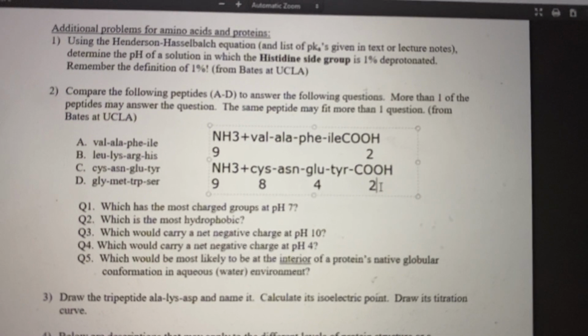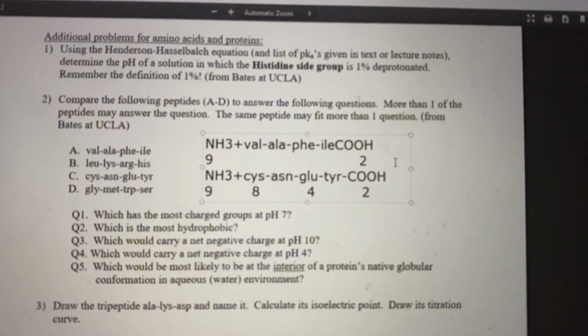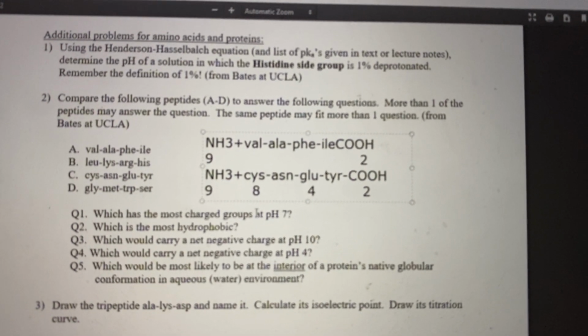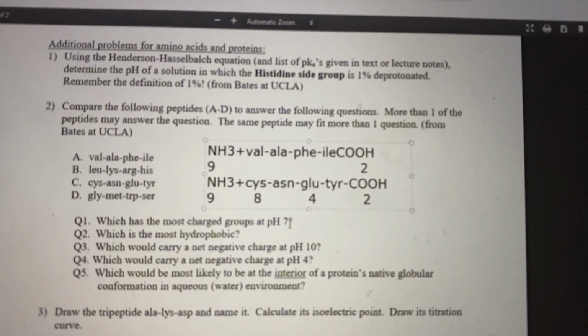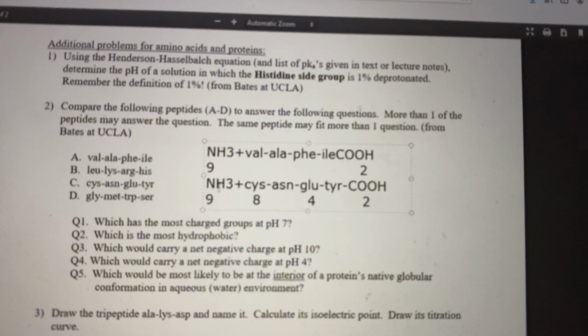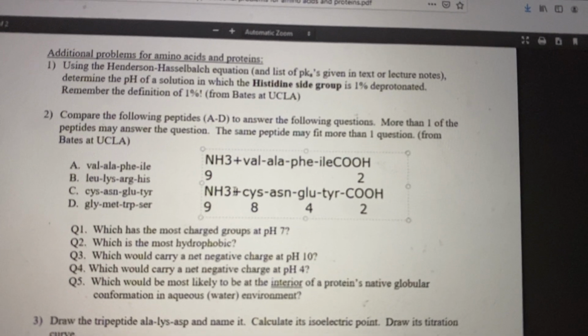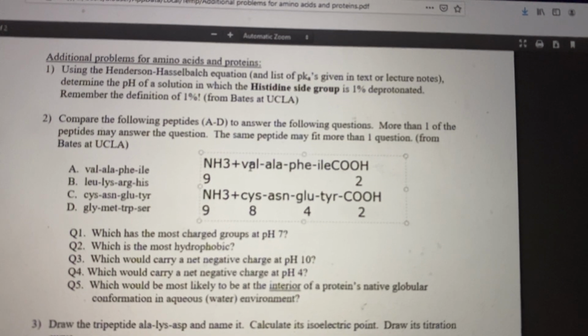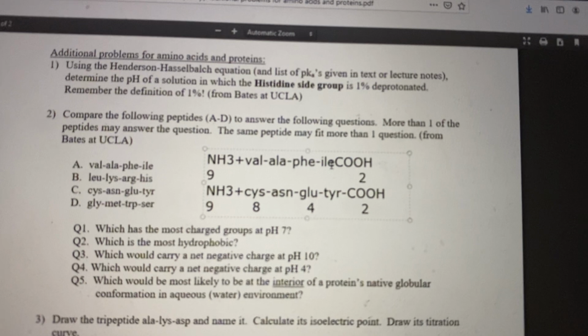So when you answer these questions, you want to have all 4 of them drawn initially at pH 0 as shown for these two, A and C, and then look at who's most charged at pH 7. So 7 for these two. 7 is lower than 9, so it's going to be a positive charge for both of these. Valine and alanine and phenylalanine isoleucine won't be affected. They don't have any pKs.